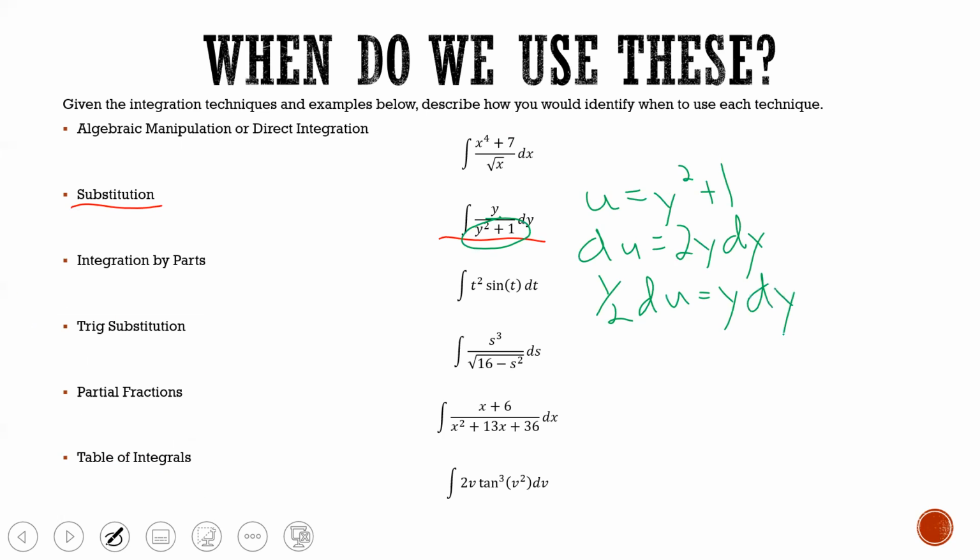And from there, we know that, oh, this y dy occurs in the integral, right? So we see the derivative of one of the expressions appears in the integral. And so that's how we would know to use substitution.